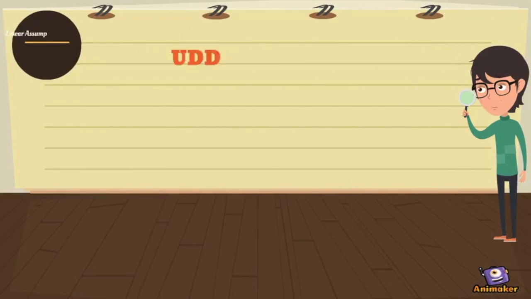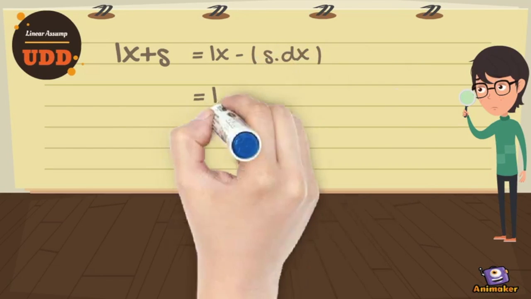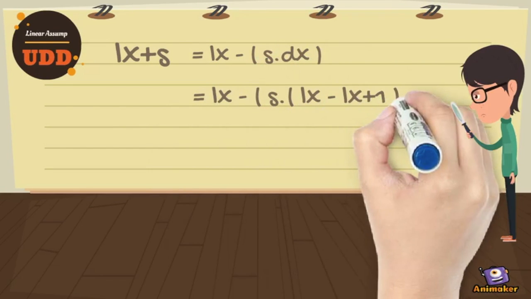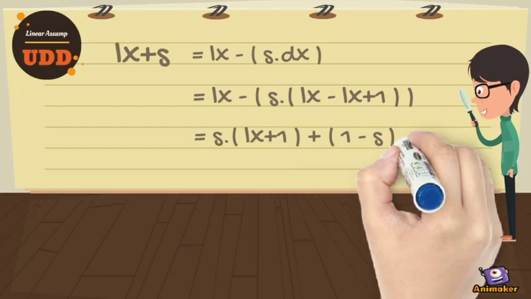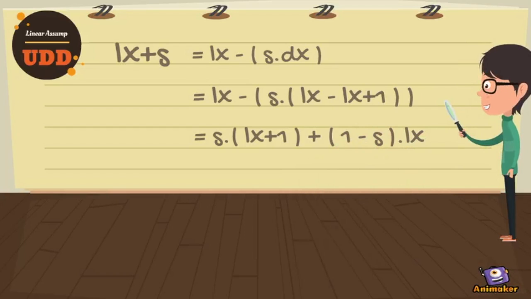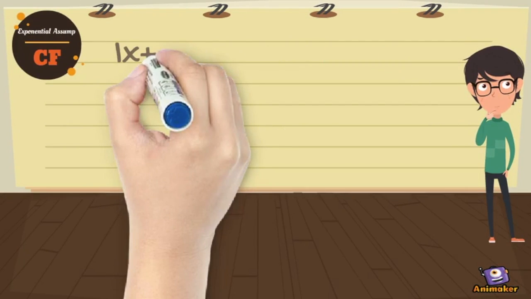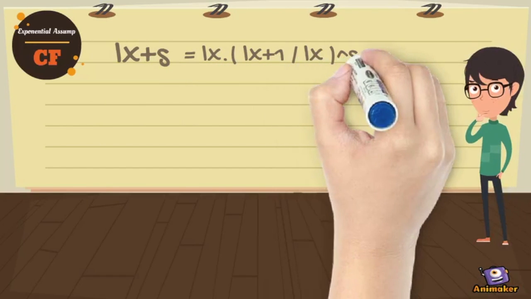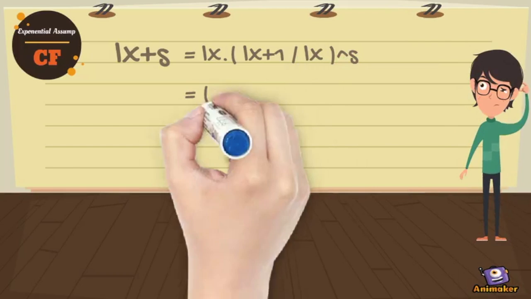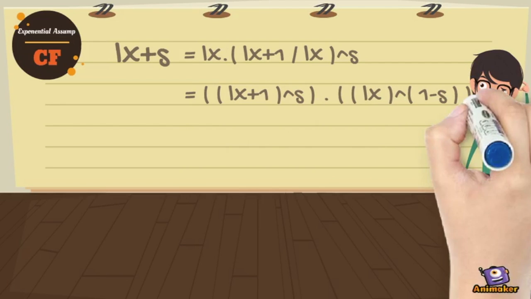For Lx plus s equals Lx minus s times dx, equals Lx minus s times (Lx minus Lx plus 1), equals s times Lx plus 1 minus s times Lx. Next, for constant force, Lx plus s equals Lx times Lx plus 1 over Lx to the power of s, equals Lx plus 1 to the power of s times Lx to the power of 1 minus s.